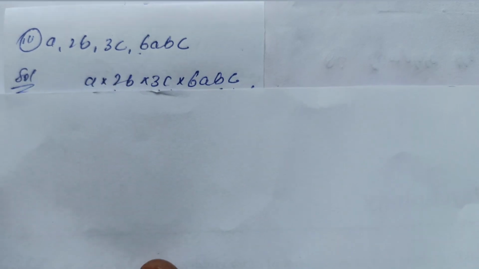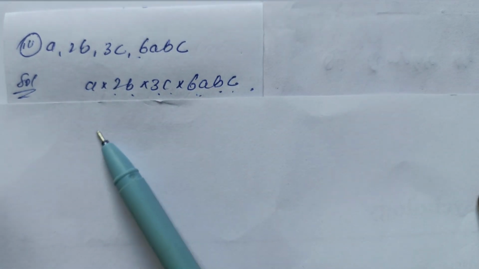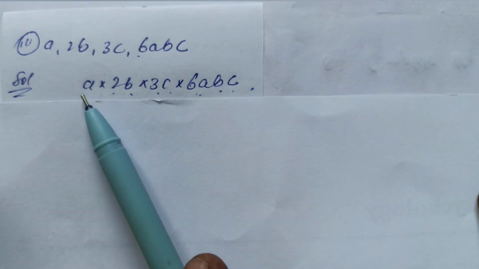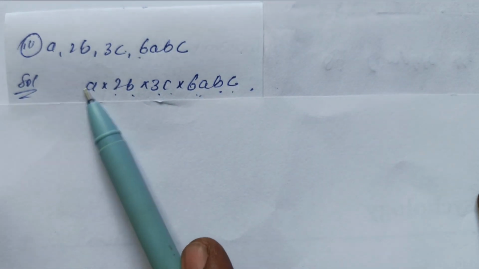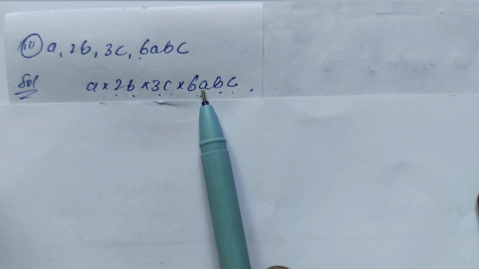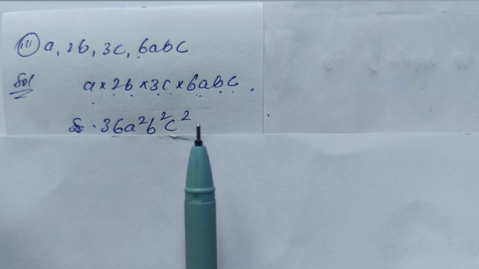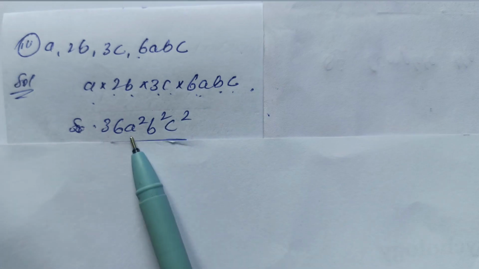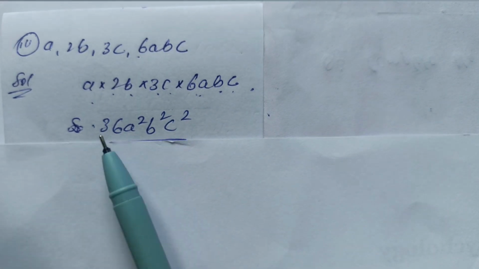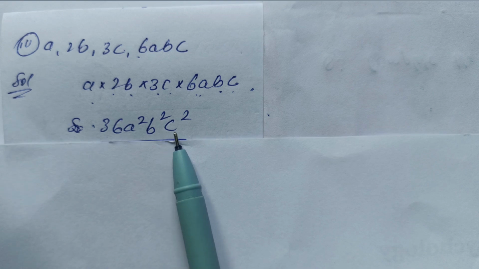Here they have given a, 2b, 3c, 6abc. So we will multiply all four terms in this pattern: a into 2b into 3c into 6abc. Here we consider 1, 1 into 2 is 2, 2 into 3 is 6, 6 into 6 is 36. So we will write 36. a into a is a square, b into b is b square, c into c is c square. The answer is 36 a square b square c square.